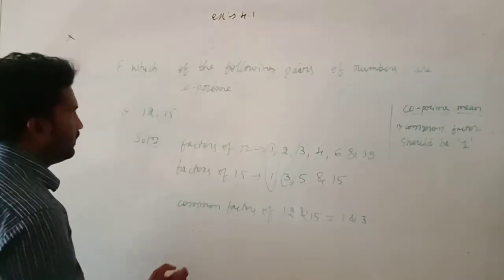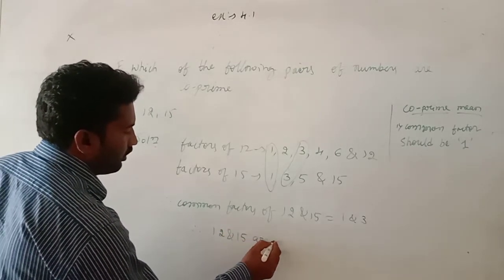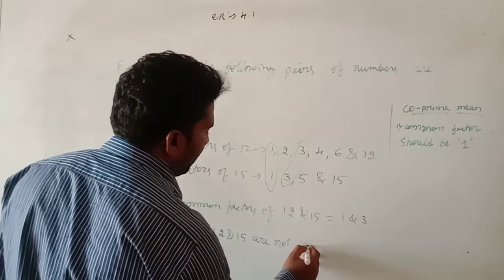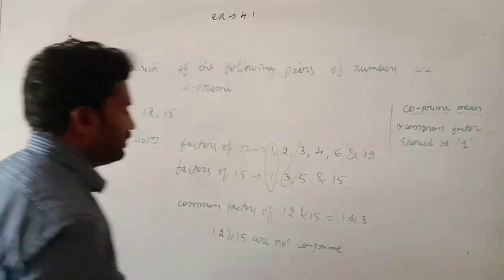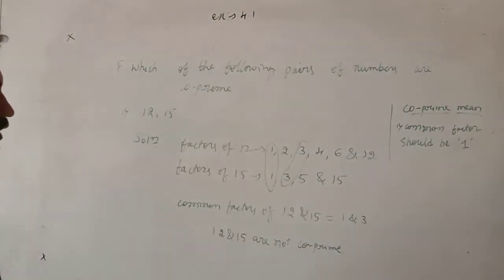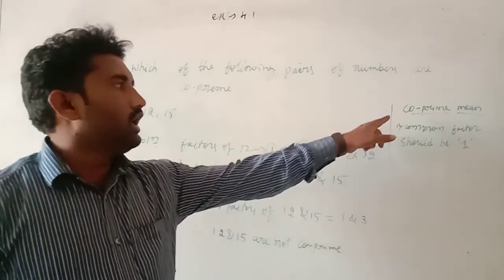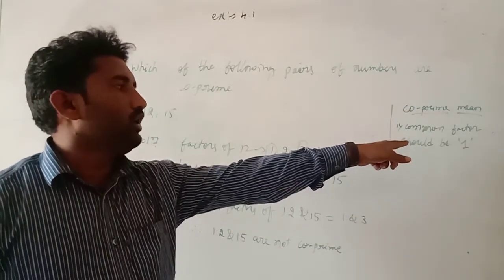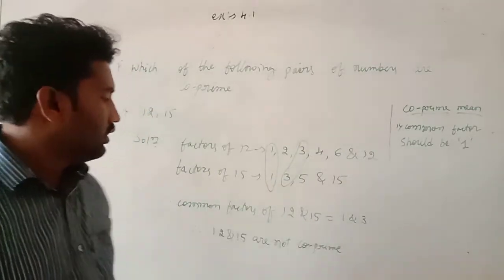Therefore, 12 and 15 are not co-primes. So these are not co-prime, because we are not getting common factor 1 only. For deciding co-prime numbers, the common factor should be 1. Here we are getting two common factors, 1 and 3. So it is not co-prime.